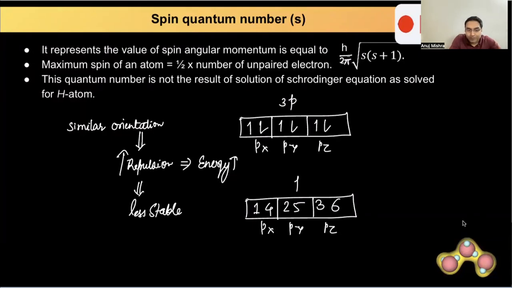It's the same thing. So energy is more, stability is less. Energy is less, stability is more. They are exactly opposite going, right?